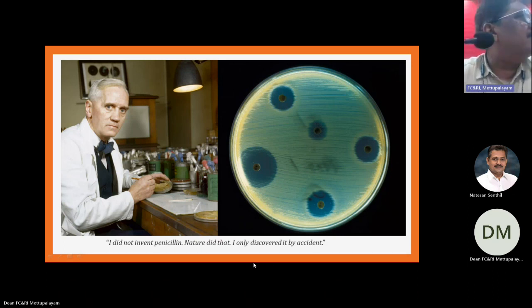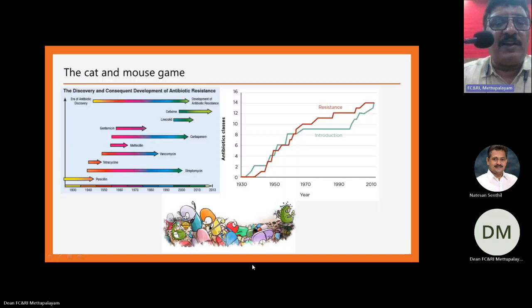And where do antibiotics come from? All the antibiotics that we know today come from biodiversity, starting from penicillin. Okay, we have no other means of fighting this. Next slide, please. But we are at a crisis.